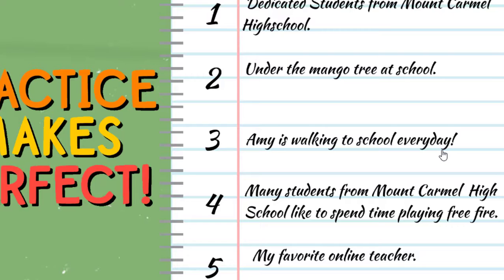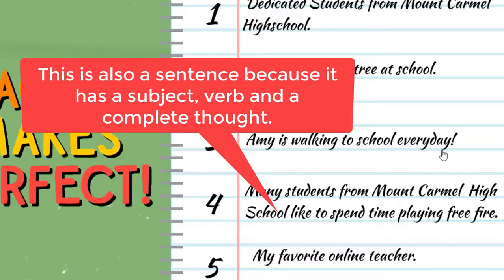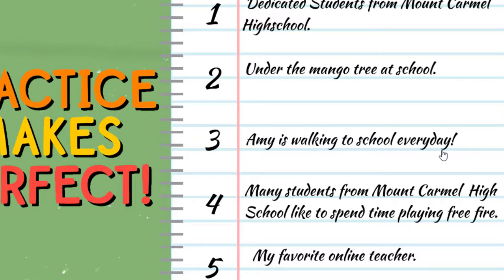Number 4. Many students from Mount Carmel High School like to spend time playing Free Fire. Is there a subject? Yes, many students. Now, is there a verb? Yes, there is also a verb. They like, right? Is there a complete thought? Yes, it tells you what they like. They like to spend time playing Free Fire. Therefore, number 4 is a sentence. It has a subject, it has a verb, and it has a complete thought.